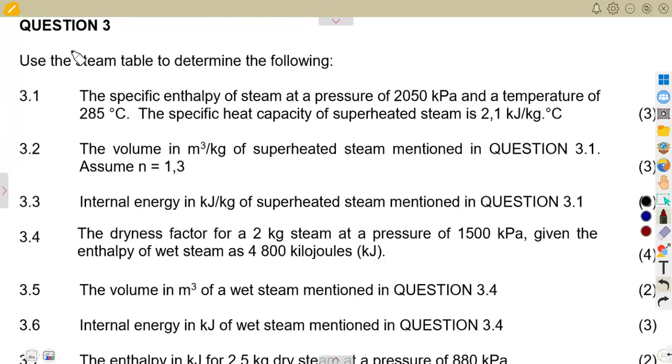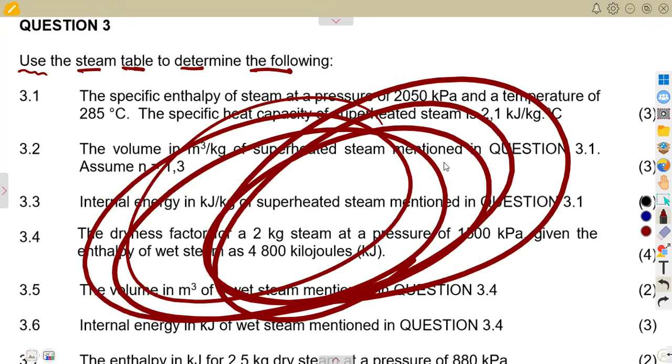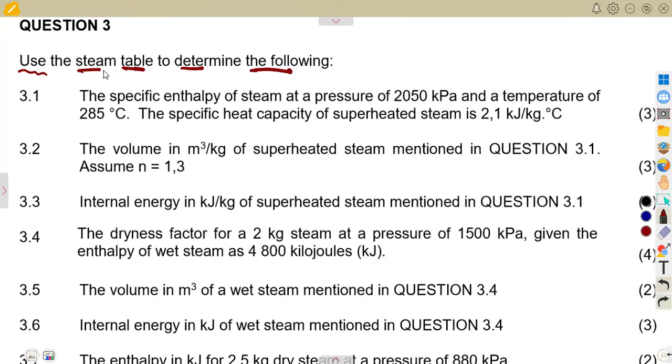But let's see. All right, so that's question 3. As we can see, we are being required to use what? The steam table to determine the following. So these calculations here are supposed to be determined from the steam table. We are supposed to use the steam table as an assistant. So the steam table is there as an assistant.